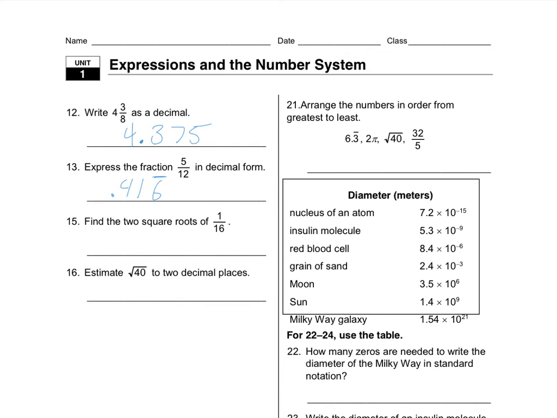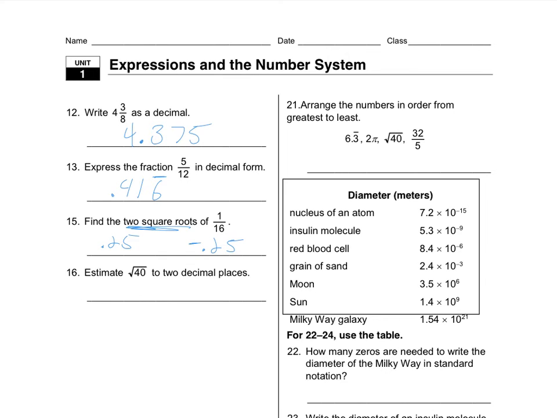All right, the 2 square roots of 1 over 16. All you do in your calculator is do square root of 1 divided by 16. You put all of that into your calculator, you'll get 0.25. So, 0.25. What would the other square root be? Since they want 2, negative 0.25. There we go. Those would be the 2 square roots.